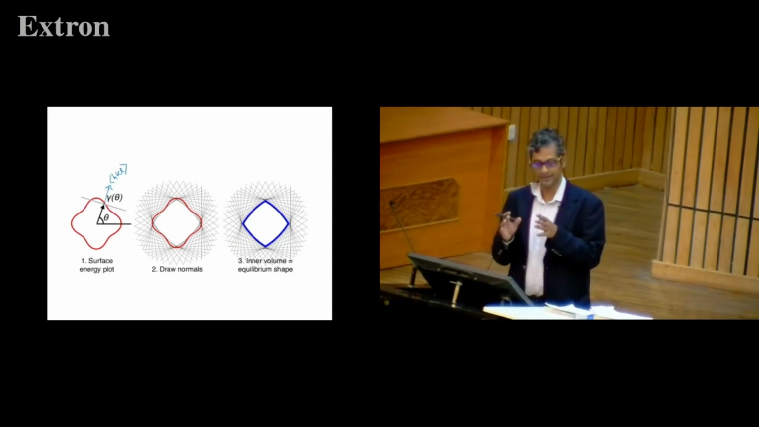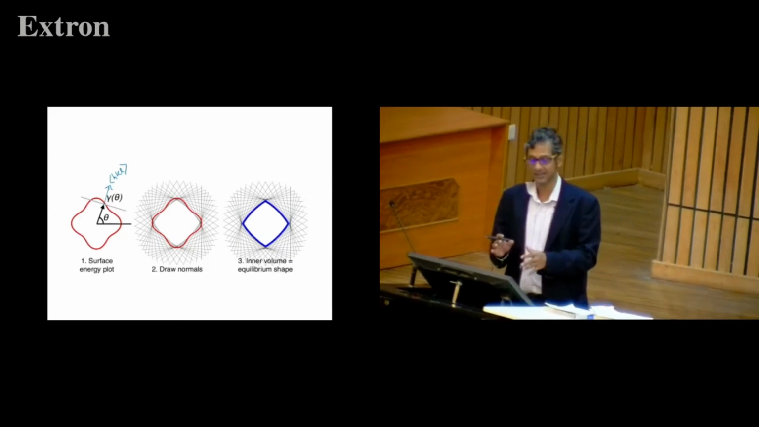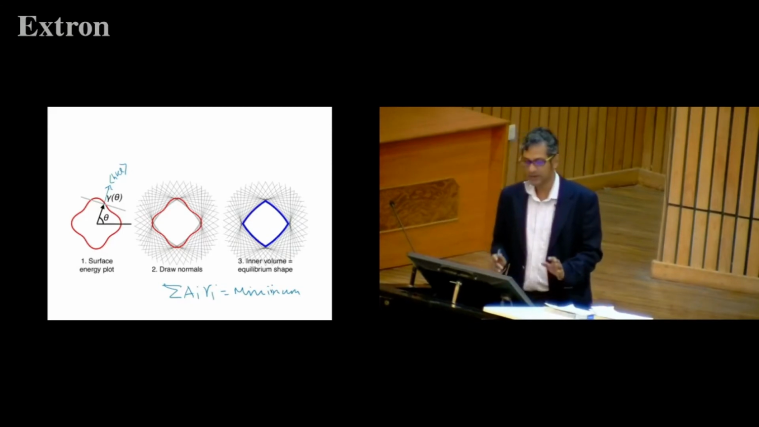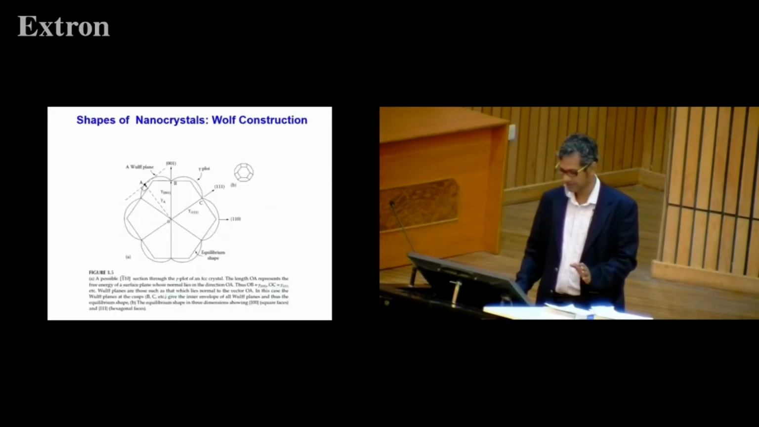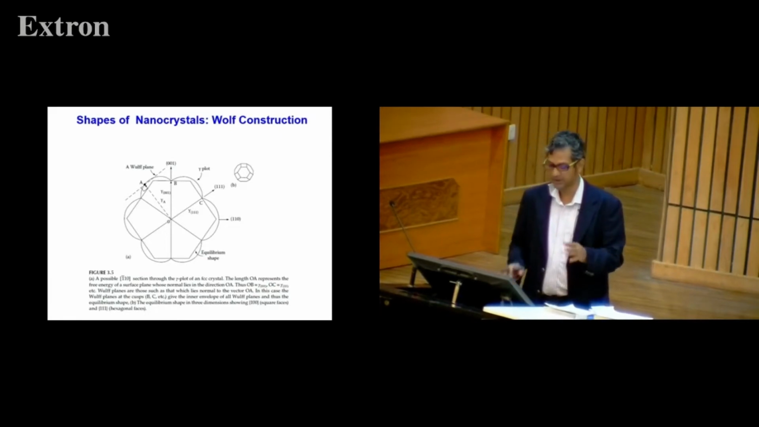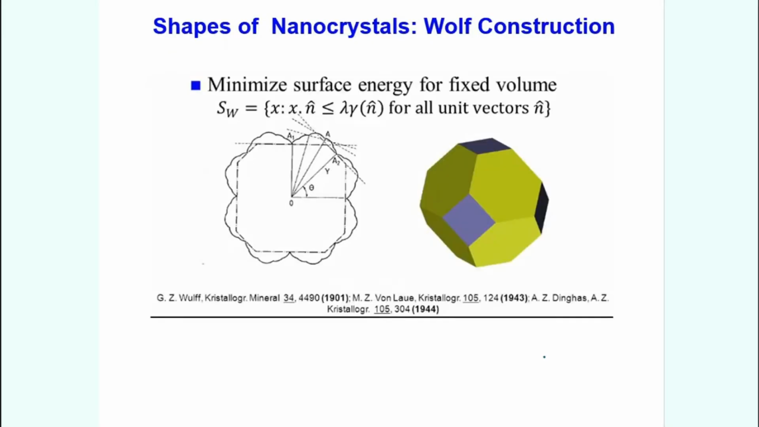Please remember that this is what is Wulff construction, and this underlies this aspect I discussed, sigma gamma i A i minimum. That is true, okay. So, this is something I discussed in the last class, and then one can generate different shapes. This is a 2D section of the cube octahedral shapes, this is a cube octahedral shape generated, right. So, that is something which we discussed.